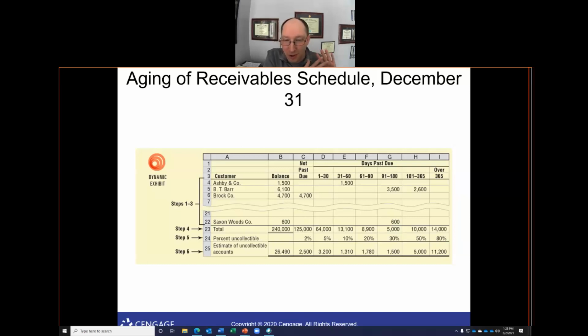And so I take that total amount, multiply it by the percent I expect I won't be able to collect, and that gets me my estimate of uncollectible accounts for each column. And I add all those up. Does that help? Yeah, this is great. It's a make believe one. Okay, cool. Got it. It's a fun report.